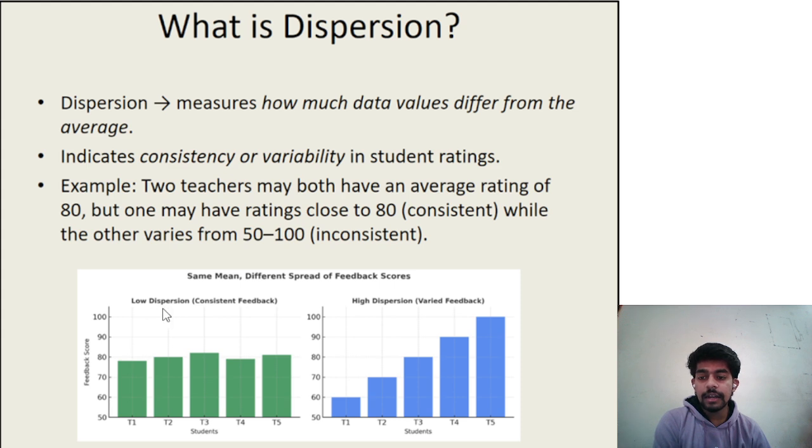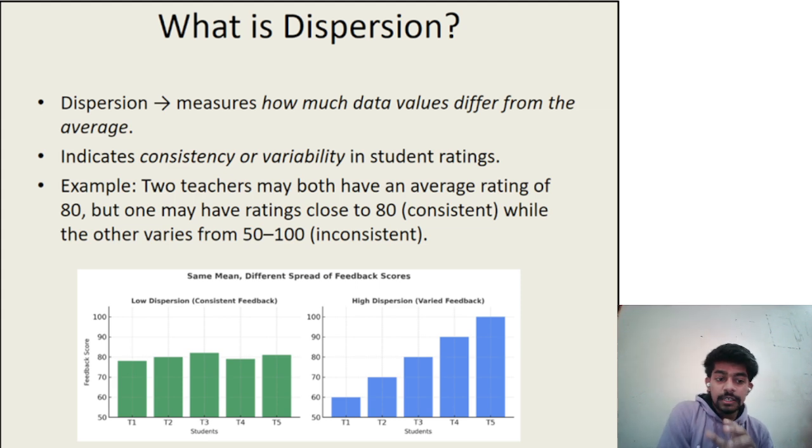This is the graph for low dispersion, meaning consistent feedback. It means the average is 80, but there is very low dispersion, very low variability in them. Here high dispersion means one is getting much higher than 80, one is getting much lower than 80. So this is how dispersion works. Let's move on to the next slide.